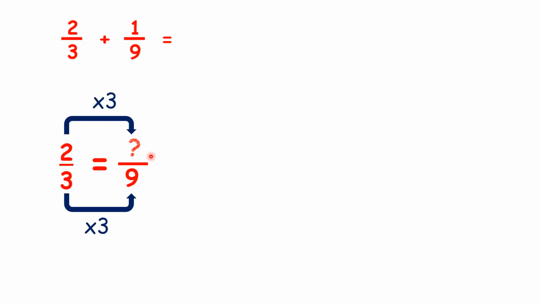3 times 3 is 9, 2 times 3 is 6, so we can replace the 2/3 in our question with 6/9. So really, we can do 6/9 plus 1/9. So notice what the equal sign really means here. We have 2/3 plus 1/9 equals 6/9 plus 1/9. The equal sign just means is the same as. So adding 2/3 and 1/9 is the same as adding 6/9 and 1/9.